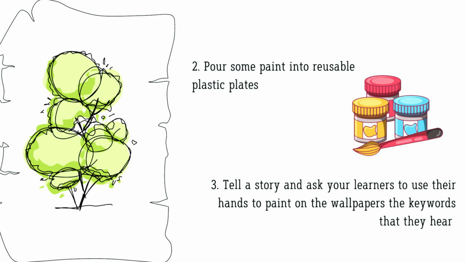Now, pour some paint into reusable plastic plates so that they cannot be broken, but you won't destroy the planet either. Now, you will need to start telling a story and ask your learners to use their hands to paint on the wallpapers the keywords that they hear. Make sure you tell them to choose the colors that they think better represent what they are going to draw. For example, my story starts with telling my learners how rich biodiversity is, how many animal species there are, and how natural cycles enable the environment to clean itself.